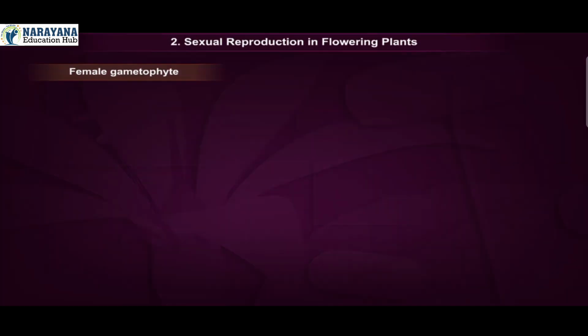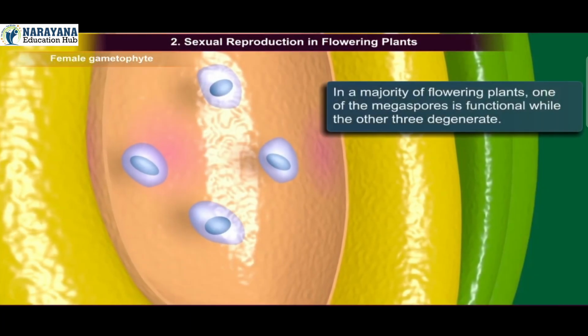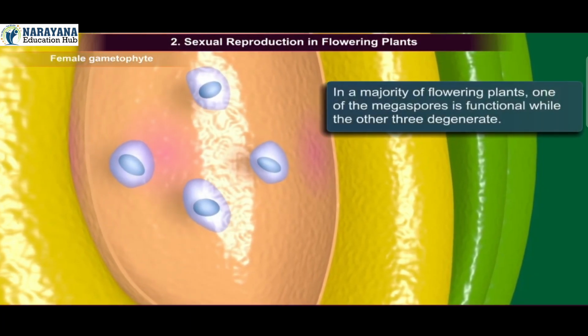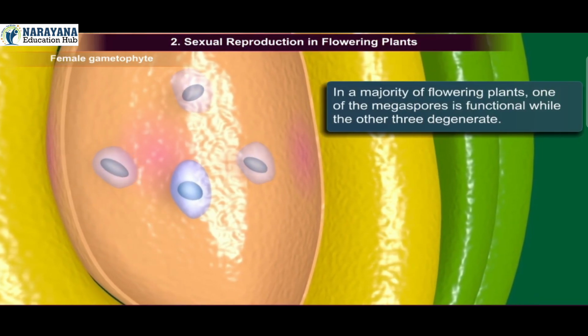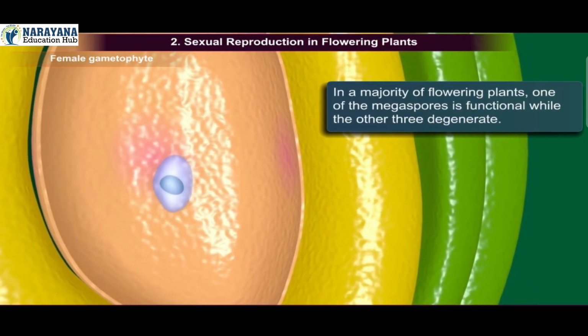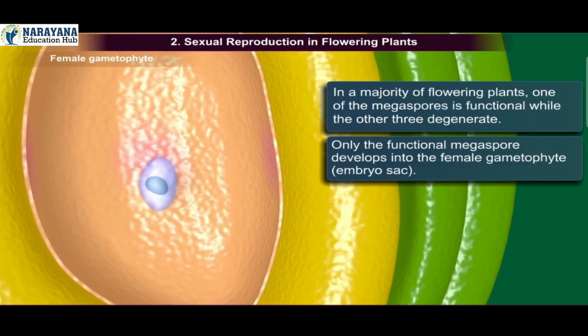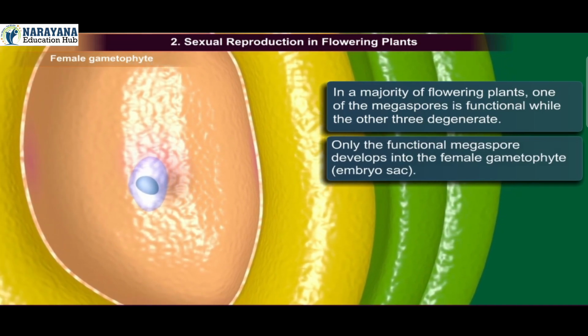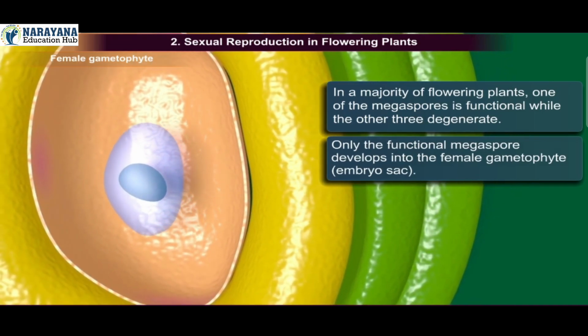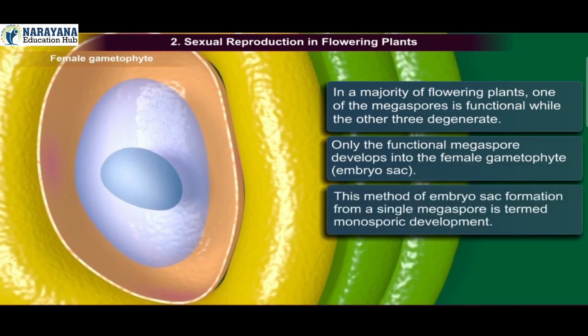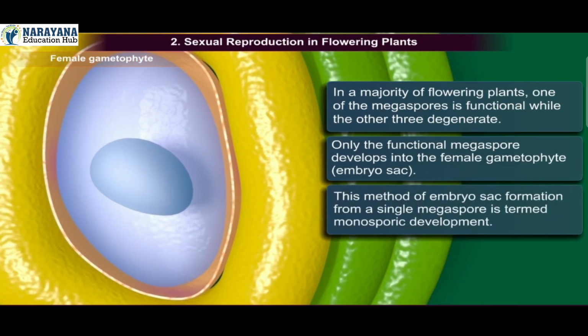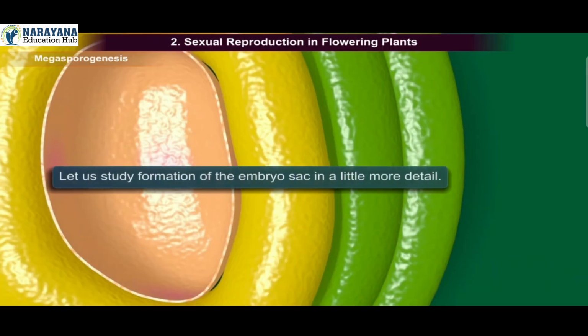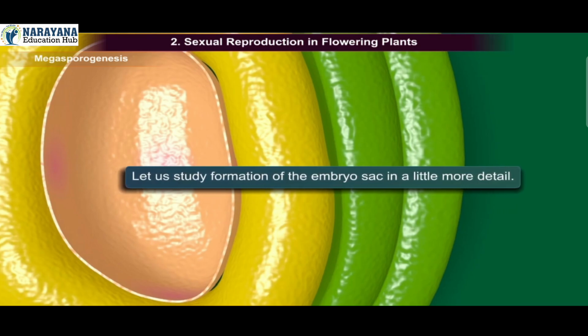Female gametophyte. In a majority of flowering plants, one of the megaspores is functional while the other 3 degenerate. Only the functional megaspore develops into the female gametophyte, that is embryo sac. This method of embryo sac formation from a single megaspore is termed monosporic development. Let us study formation of the embryo sac in a little more detail.